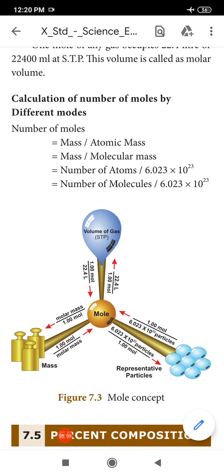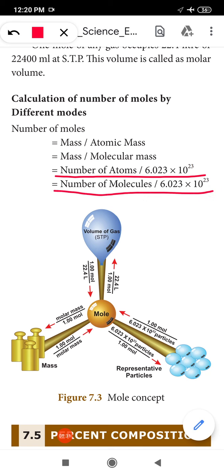Understand? Then if number of particles are given, what formulas can be used? This formula can be used. So number of atoms divided by 6.023 into 10 power 23. Number of molecules divided by 6.023 into 10 power 23.